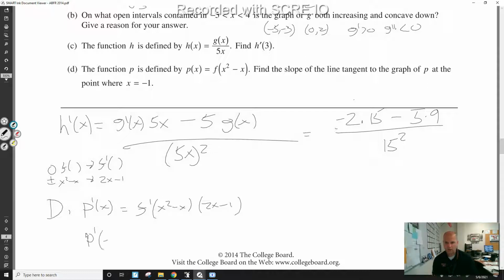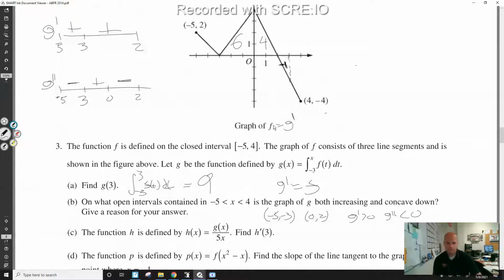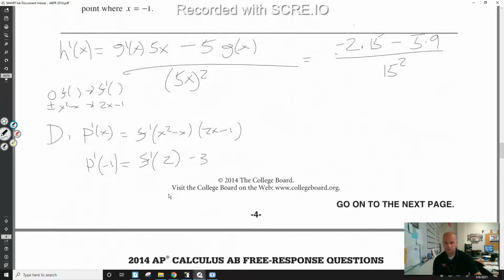So P prime of -1 is f prime of -1 squared is 1, minus -1 is 2, and then -2 minus 1 is -3. F prime of 2 is the slope of the tangent to f at 2. Slope of this tangent is -2. -2 times -3 is +6.